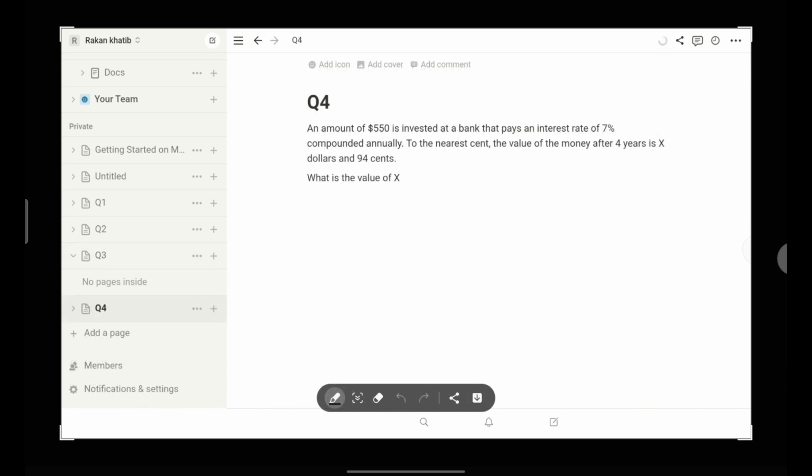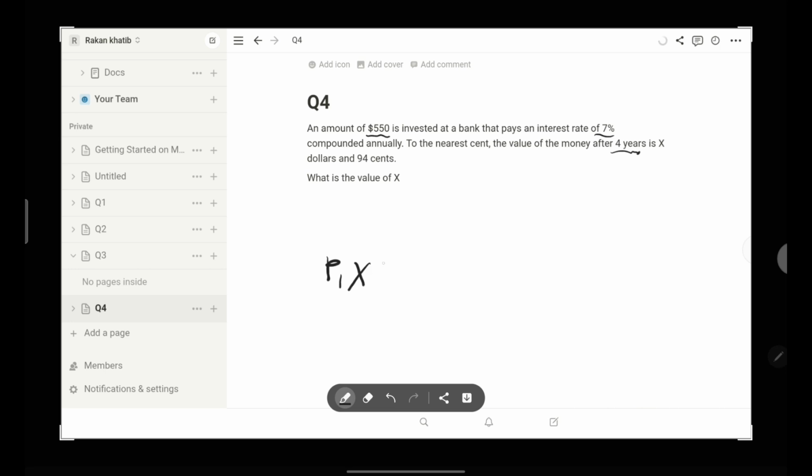Okay, so here it says an amount of $550 is invested at a bank that pays an interest rate of 7%. What's the amount of money accumulated after 4 years, right? They told us X dollars and 94 cents, so we ignored the 94 cents. So there's a formula for this. It's the amount of dollars invested, which we write as P1.